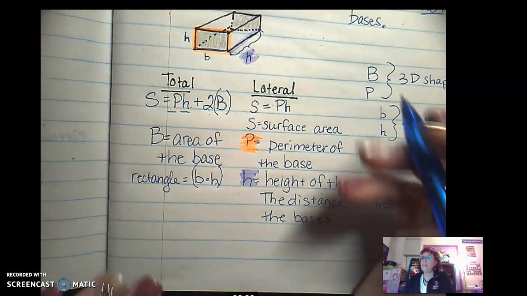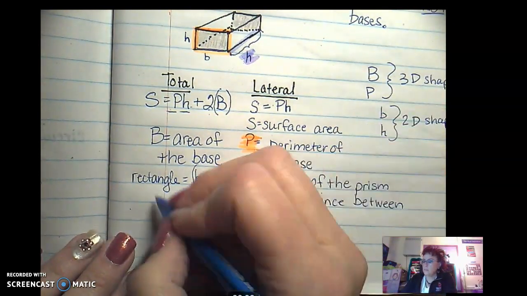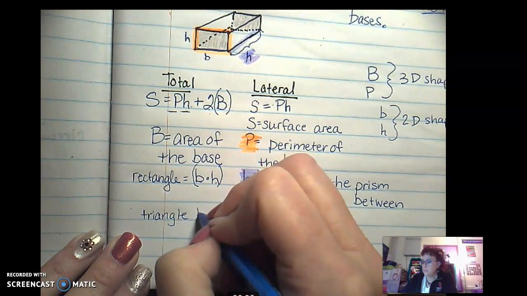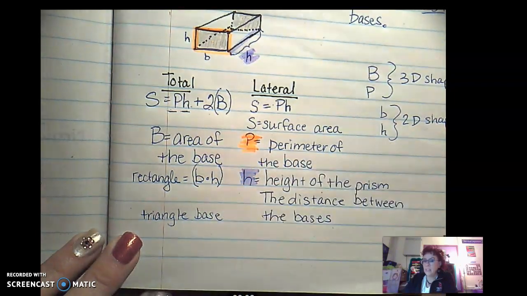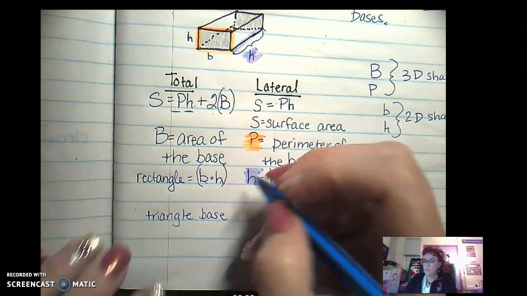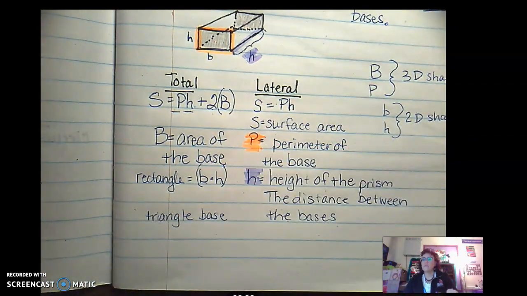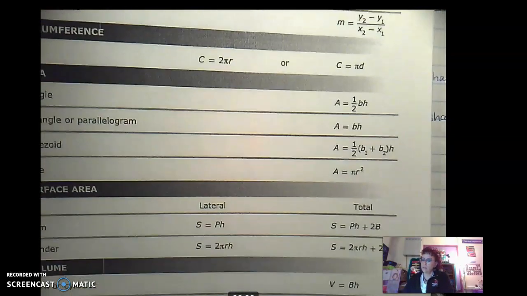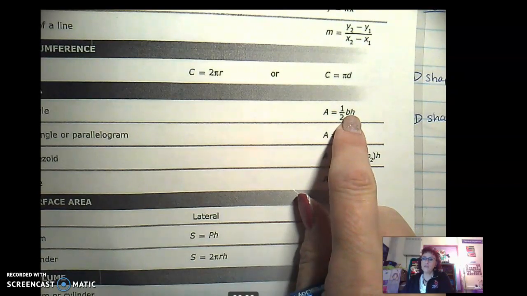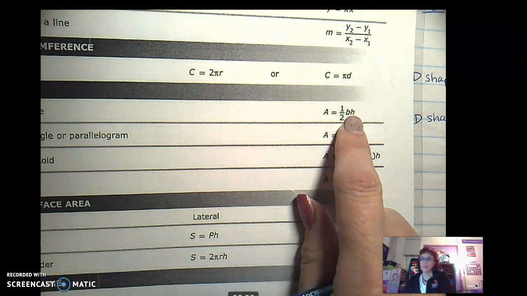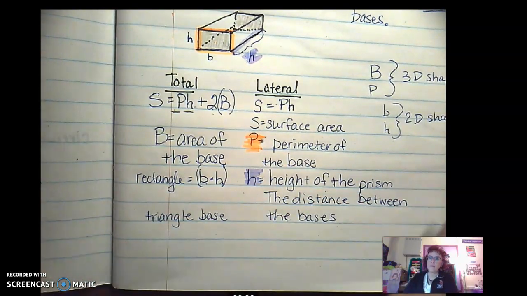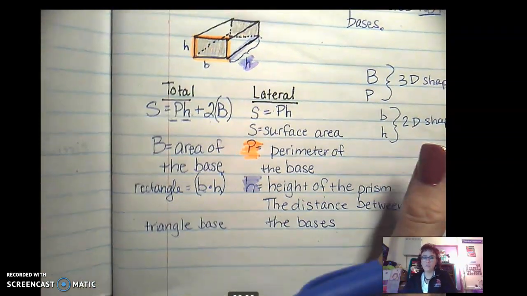What if my base is not a rectangle though? What if it's a triangle? That tells me that I'm going to have to do something different. I can't use base times height. So if I go find the formula for a triangle, 1/2 times little b times h. So we're going to come back to that in a few minutes because I have triangles on the next page.